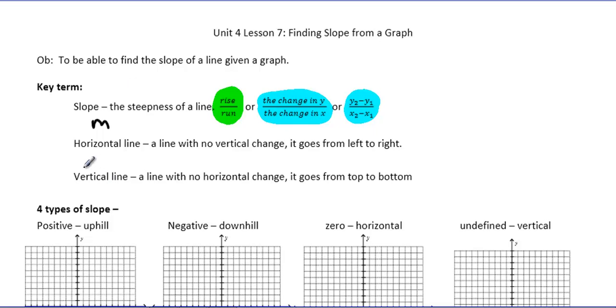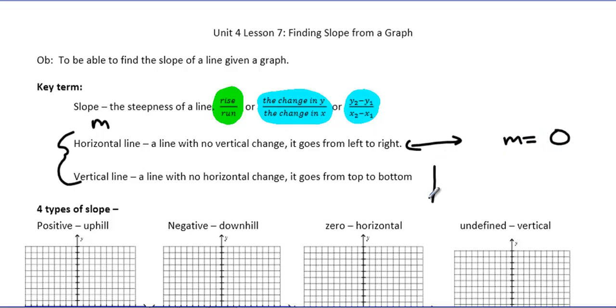Before we go any further, there are two special cases that we want to introduce you to that usually have some different rules. Horizontal lines are lines that have no vertical change. Those are lines that go from left to right, so lines that look like this. Those lines have a slope of 0.